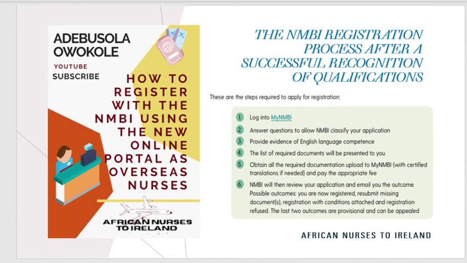So the list of required documents will be presented to you again, the ones you need to submit, and this is where you provide your evidence of English language competence, your health results, and your application is going to be reviewed again, and then you pay the fee, which is €145, and then you'll be placed on the register.